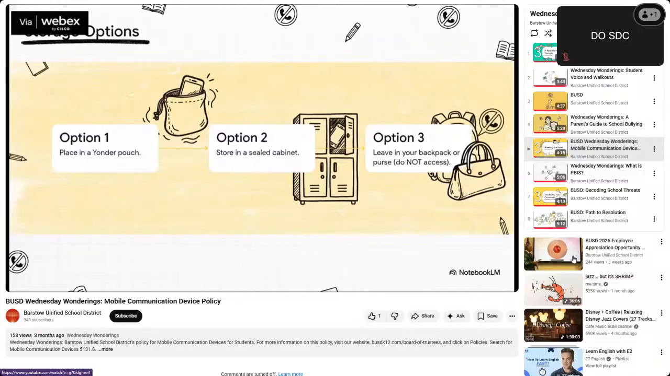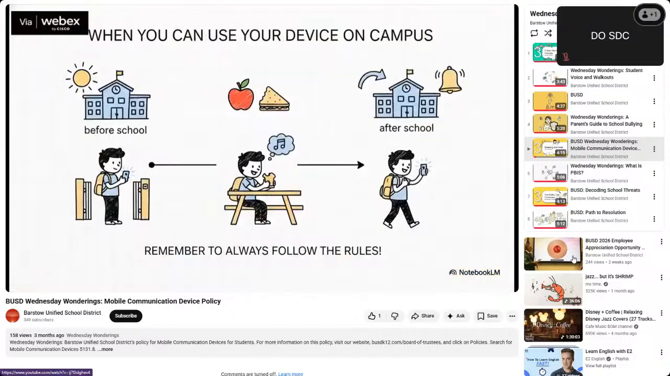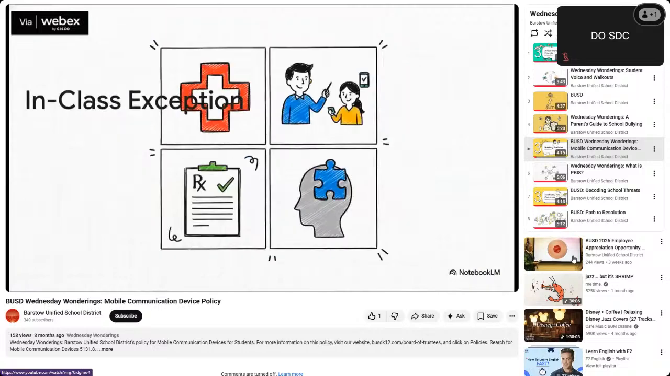Okay, so we've covered all the don'ts. But what about the do's? When can you actually use your device? Because this policy isn't a total ban, there are some very specific exceptions. The general rule of thumb is pretty flexible actually. Before school starts, during your lunch break, and after that final bell rings for the day, you can use your device on campus. The only catch is you still have to follow all the other school rules while you're using it. Pretty straightforward.